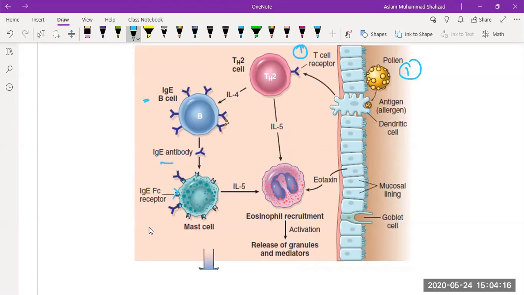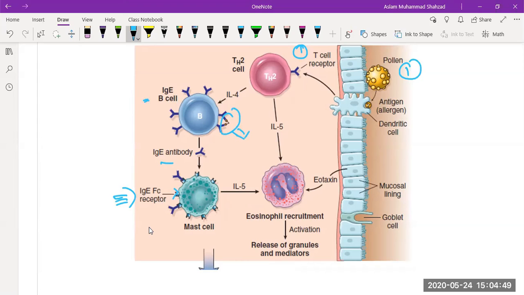So what happens when pollen enters inside, in simple terms, is that they activate the mast cells and bind with the IgE Fc receptor. That's the main important thing. And then what happens after? You can see these small pollens shown here. They bind with the IgE. So that is why this is atopic hypersensitivity or atopic asthma.